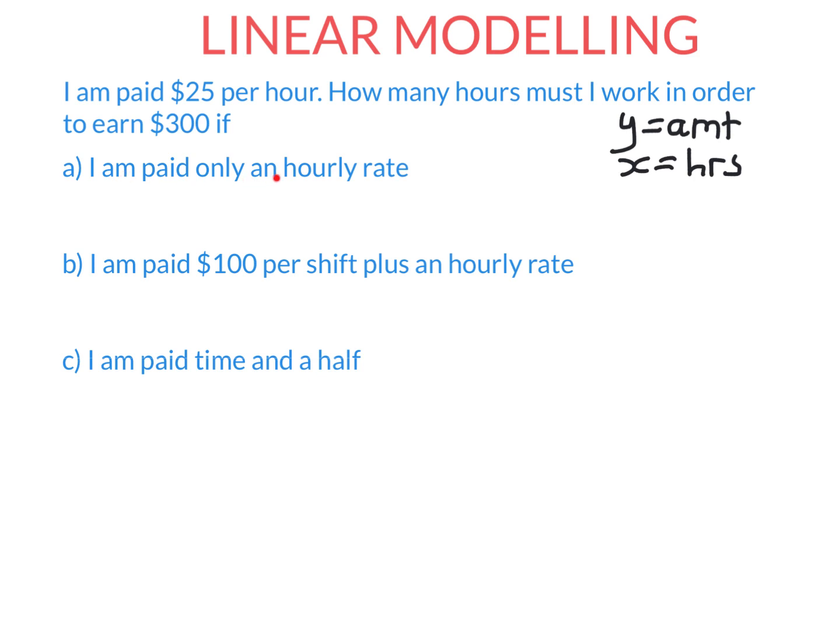So if I am only paid an hourly rate and I earn $25 an hour, the equation I'm looking for just tells me how I would figure out my pay if I knew the number of hours. Well, if I want to know my pay, y, all I need to do is times the number of hours I work by 25. How easy is that? So if I want to know how many hours I must work to earn $300, the pay is y. I'm just going to take my equation and substitute y for 300.